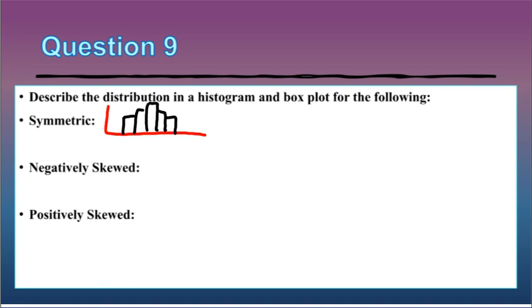And then for a box and whisker plot, the median is going to be in the center, and then the whiskers are pretty much the same on both sides. So it's even. For negatively skewed on a bar graph, histogram, you're going to have your taller bars on the right-hand side. So let's just say it's going up like this.